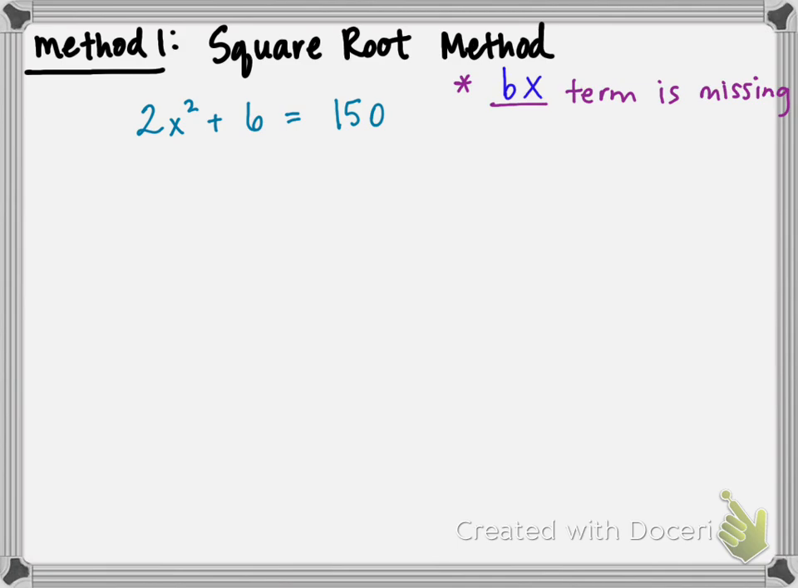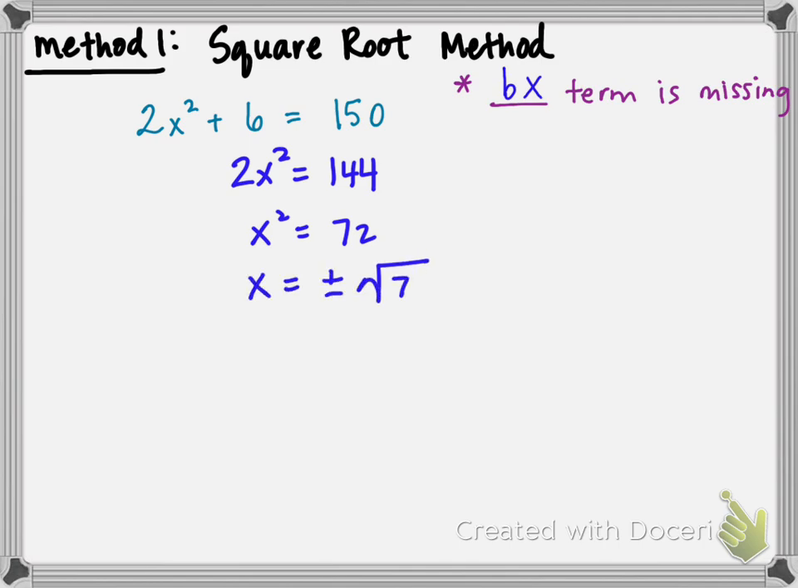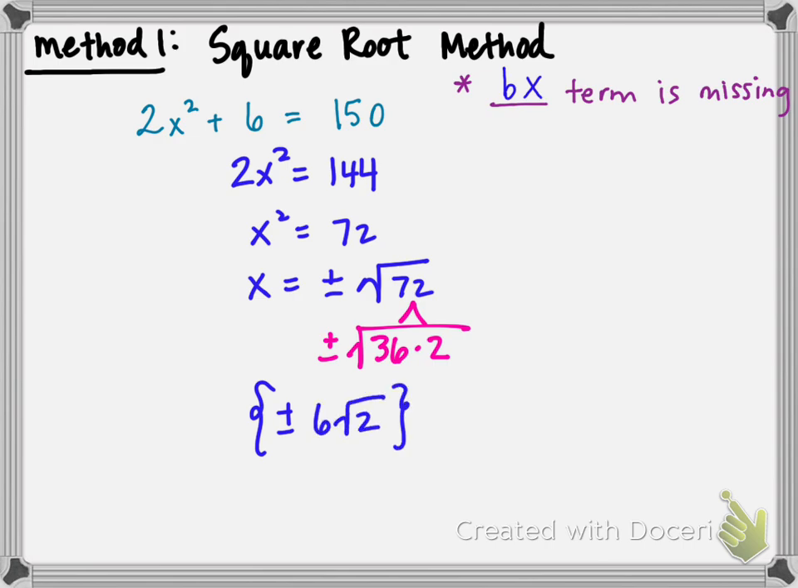In this case, you want to isolate the squared term. Here, we move the 6 over by subtracting, and we get 2x squared is equal to 144. We divide both sides by 2 and get x squared is equal to 72. From here, x is equal to plus or minus the square root of 72. Now, we need to remember that 72 is comprised of 36 times 2, so when we square root that, our final answer is plus or minus 6 square root of 2. And you're done.